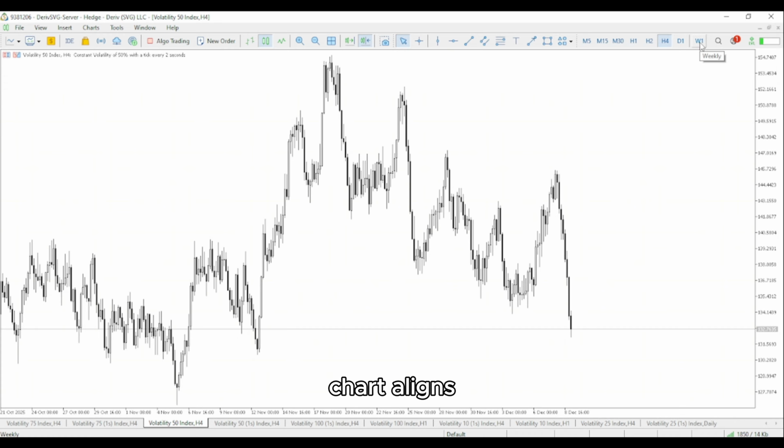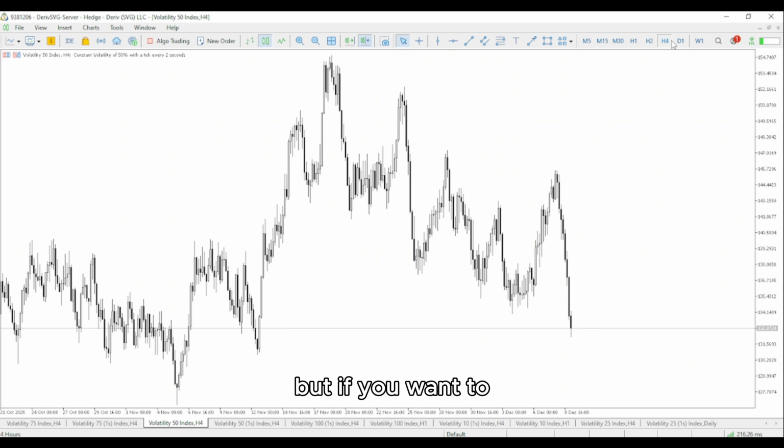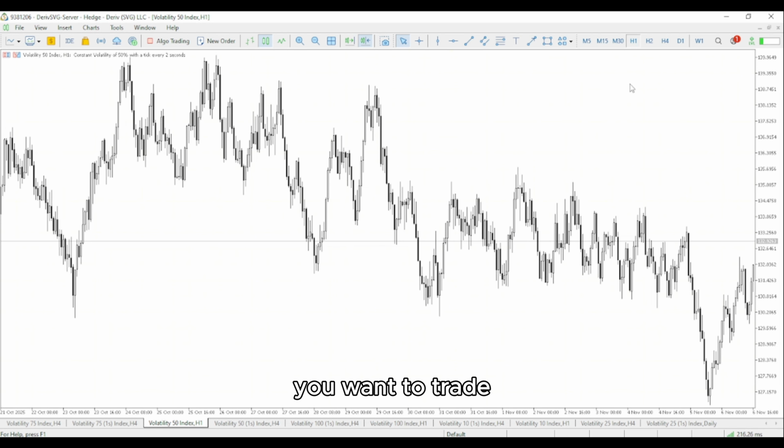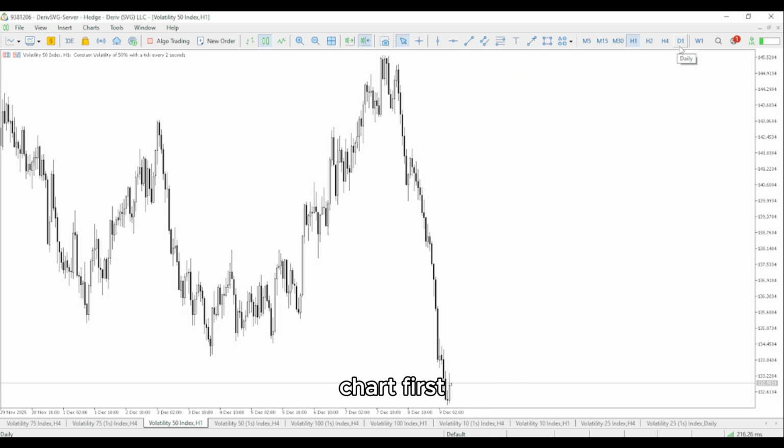If the weekly chart and the daily chart align together and also align with the H4 chart, it means you have a good setup and you can make your trade decisions. But if you want to trade the H1 time frame now, for example, what you have to do is you first of all look at the weekly chart first. You understand?